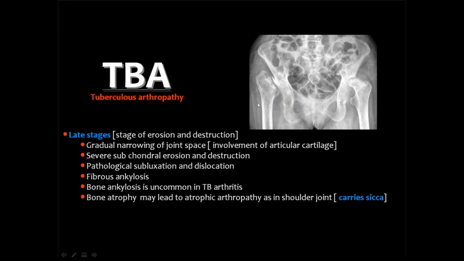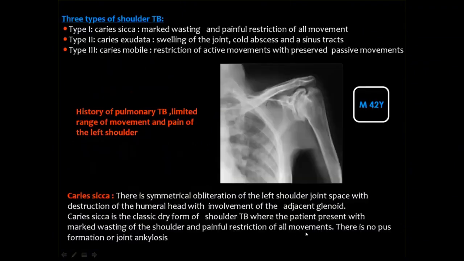And you see here bilateral TB of the hip joints with dislocated hips. Then this may be followed by fibrous ankylosis; according to the literature, bony ankylosis is considered uncommon in cases of TB. Sometimes you get bone atrophy and atrophic arthropathy, which is seen in the shoulder joint, and this type of TB is known as caries sicca.